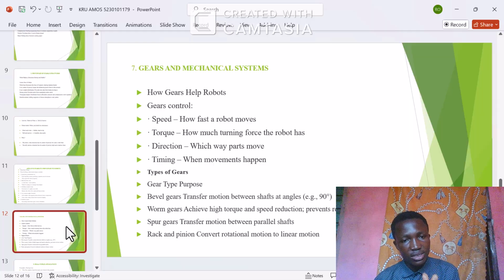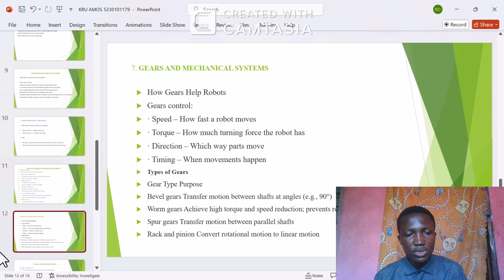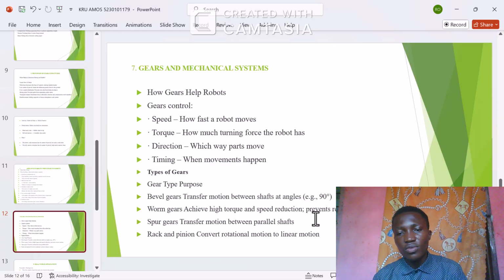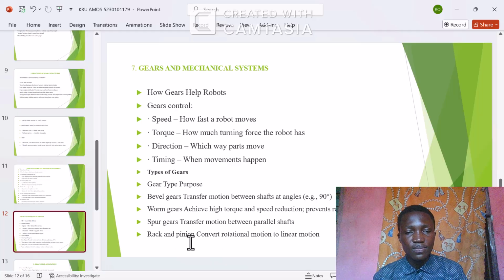Types of gears and their purposes. Bevel gears transfer motion between shafts at angles, typically 90 degrees. Worm gears achieve high torque and speed reduction, and prevent reverse motion. Spur gears transfer motion between parallel shafts. Rack and pinion convert rotational motion to linear motion.